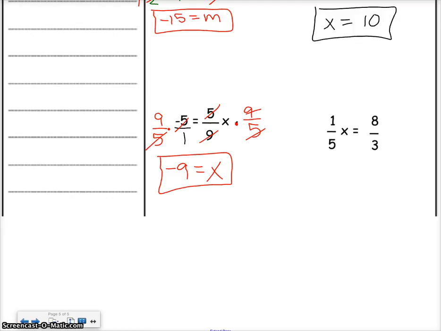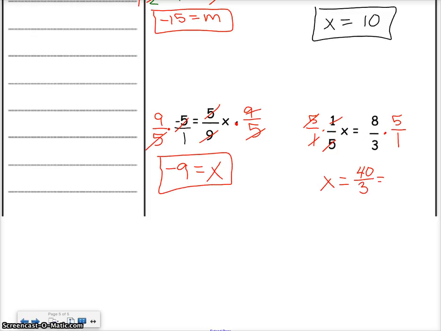Okay, and the last one. I have 1/5 x equals 8 over 3. I want to get rid of the 1/5 because that's by my variable. So I'm going to times through by the reciprocal, 5 over 1. Maintain balance, you have to do it to both sides. That cancels all that out, I'm left only with x. I can't cross simplify, so I just go top times top. 8 times 5 is 40. Over bottom times bottom, 3.